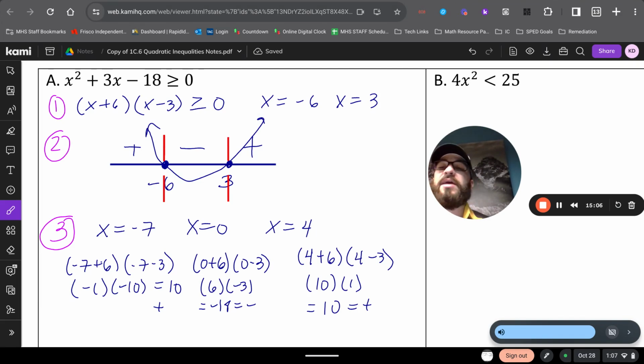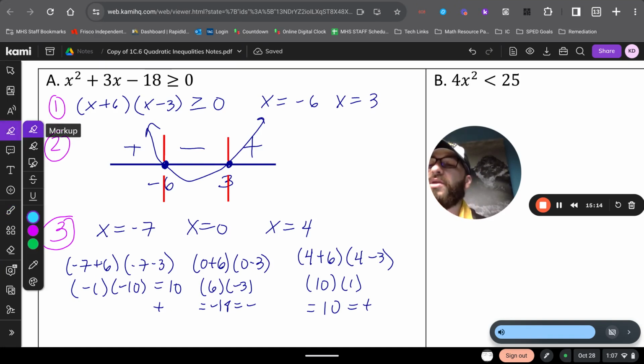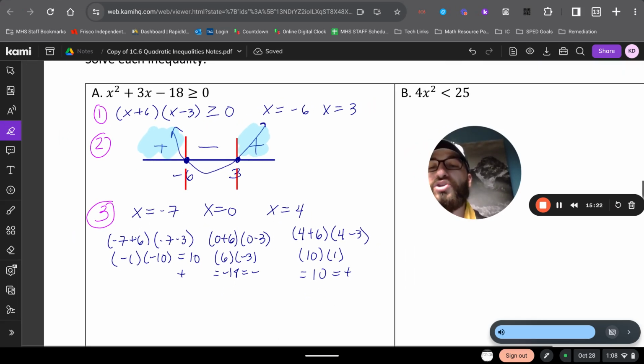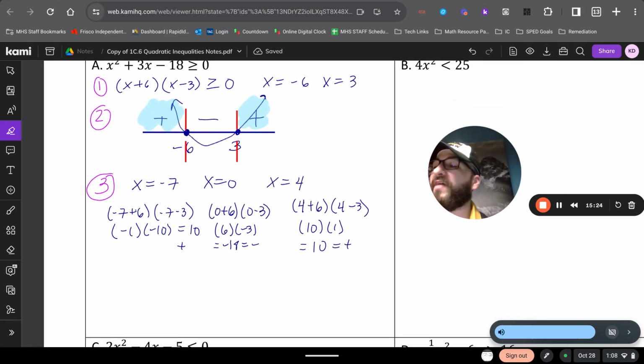Okay, and then going back to my inequality, I'm looking for values that are greater than or equal to 0. So for values that are greater than or equal to 0, that's going to be values that are positive, or above that number line. So that's going to be here and here. So for my final answer, I'm looking for values less than -6 and values greater than 3, including both. That's why I did the closed-in dot.